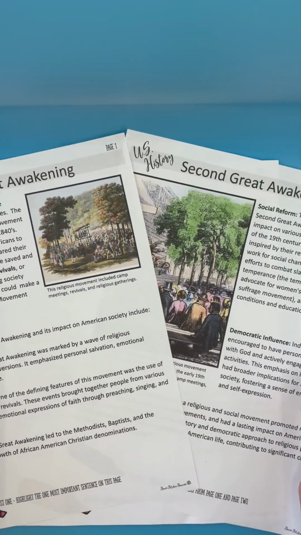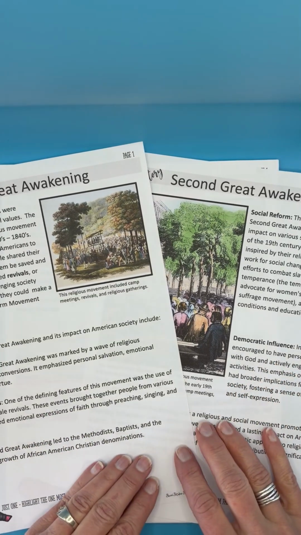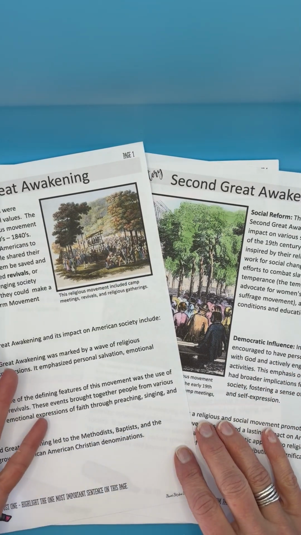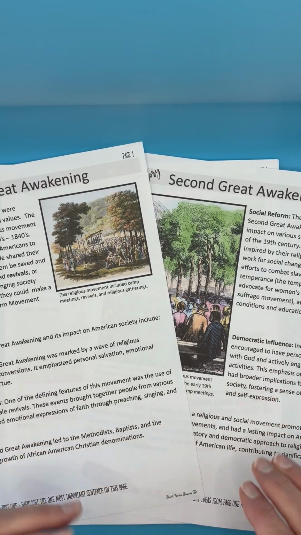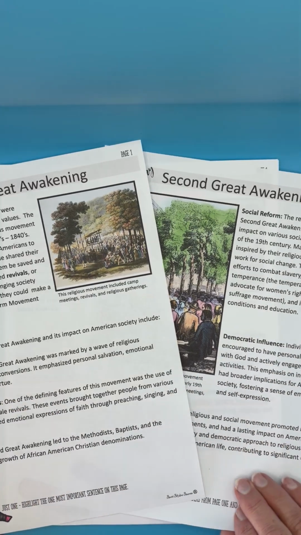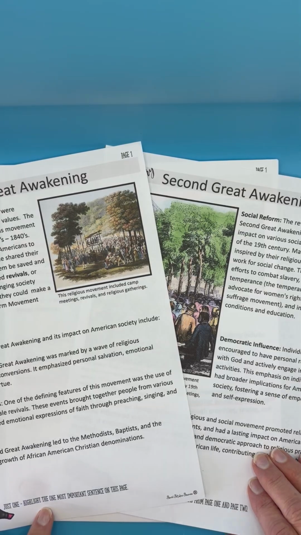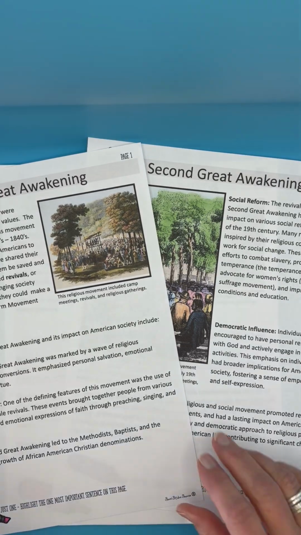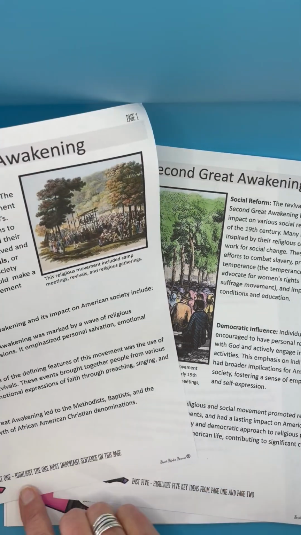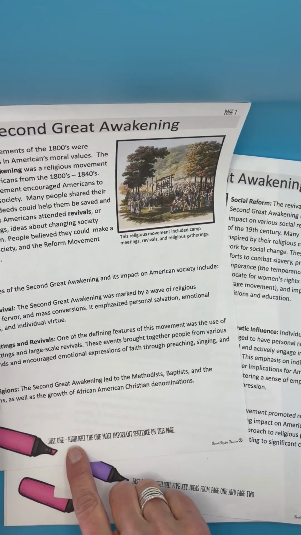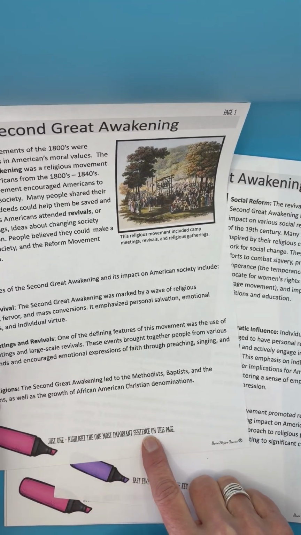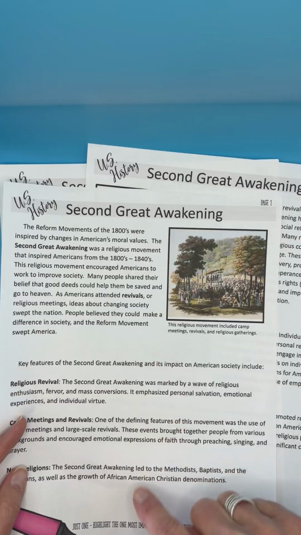And depending upon your students and your level of comfort, you could either have them read as individuals, pairs, or as a class, because some of these concepts are a little less familiar and a little more opaque. But then there's some tasks that each page has for the student to do. So this one is just one: highlight the one most important sentence on this page. So they're looking for a main idea.